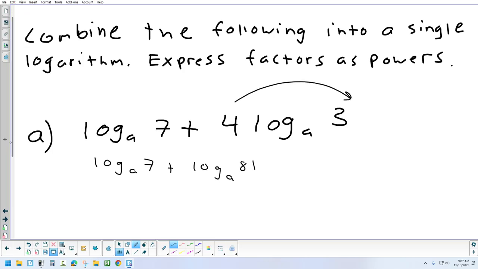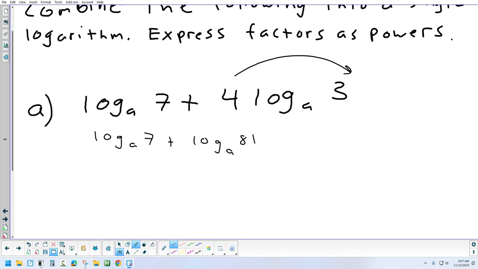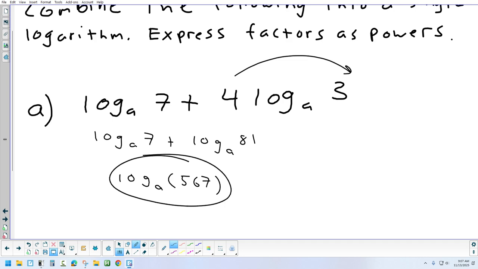Okay, so now you've at least expressed factors as powers, but we still have to merge them into a single log, which we just mentioned the base was A. And when those two logs get combined together, they were addition. So what do we do with each argument? Yeah, multiply them. And 7 times 81? Gives you 567. Okay, so that's combining two logs back together. Any questions on that one?